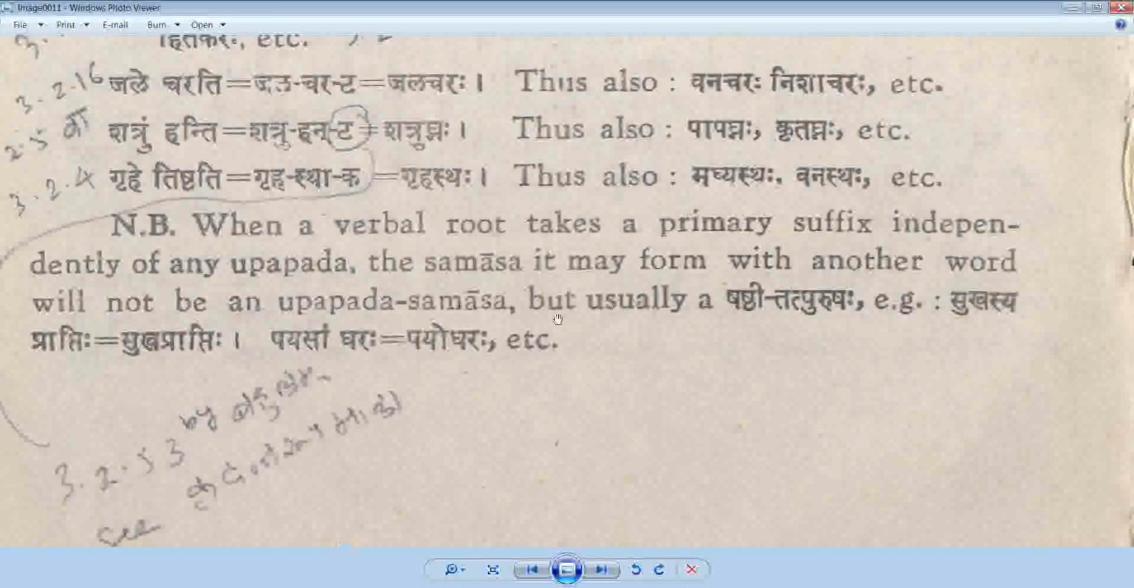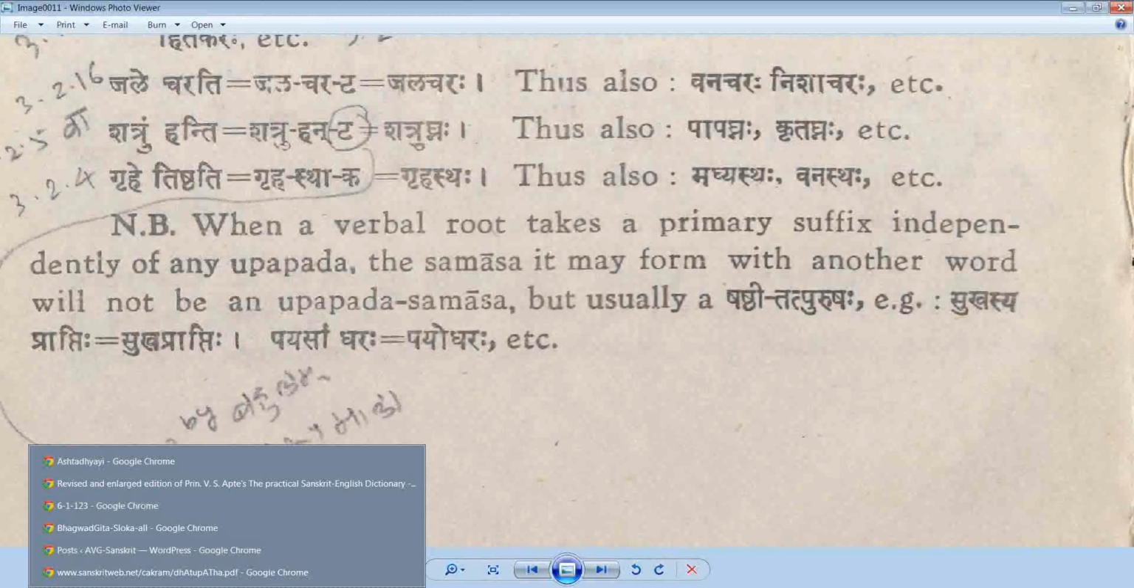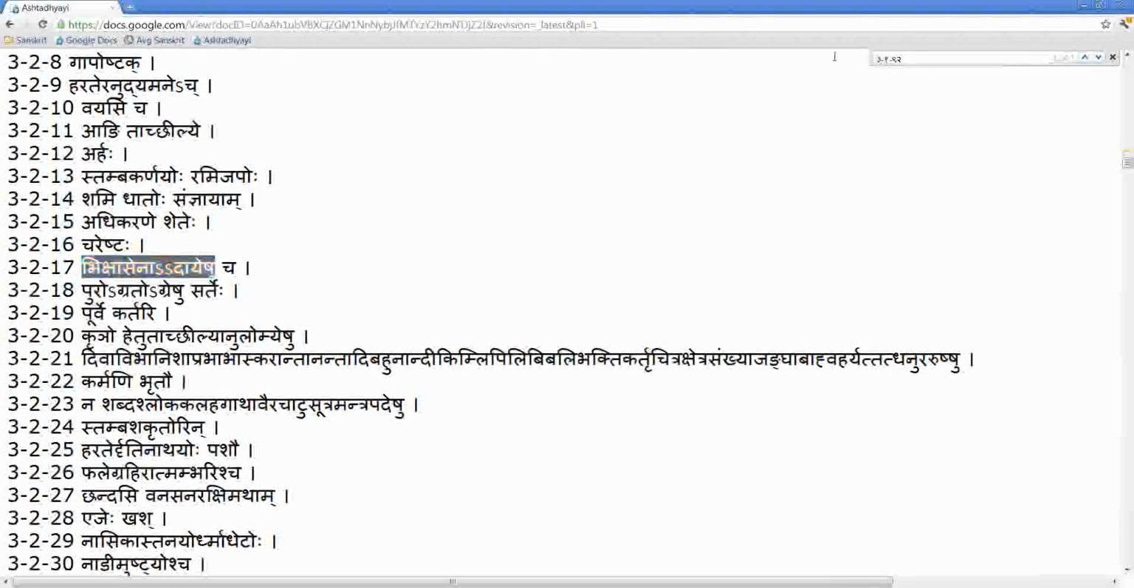This is a very good point. Usually form a shashti tatpurusha sambandha, like sukhasya prapti, sukha prapti. The word prapti, I didn't put this in the document, is a straightforward word. Idam padam anayasena prapyate. We can get this word very easily, the word prapti. This is striyam ktin, a well-known sutram.